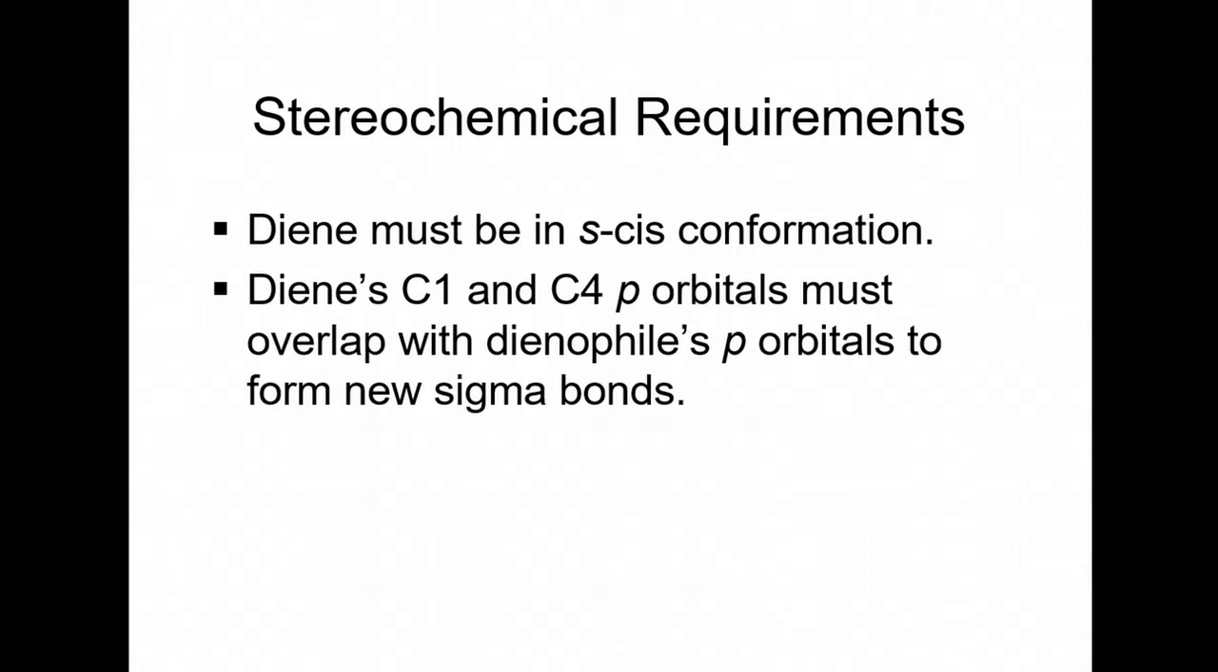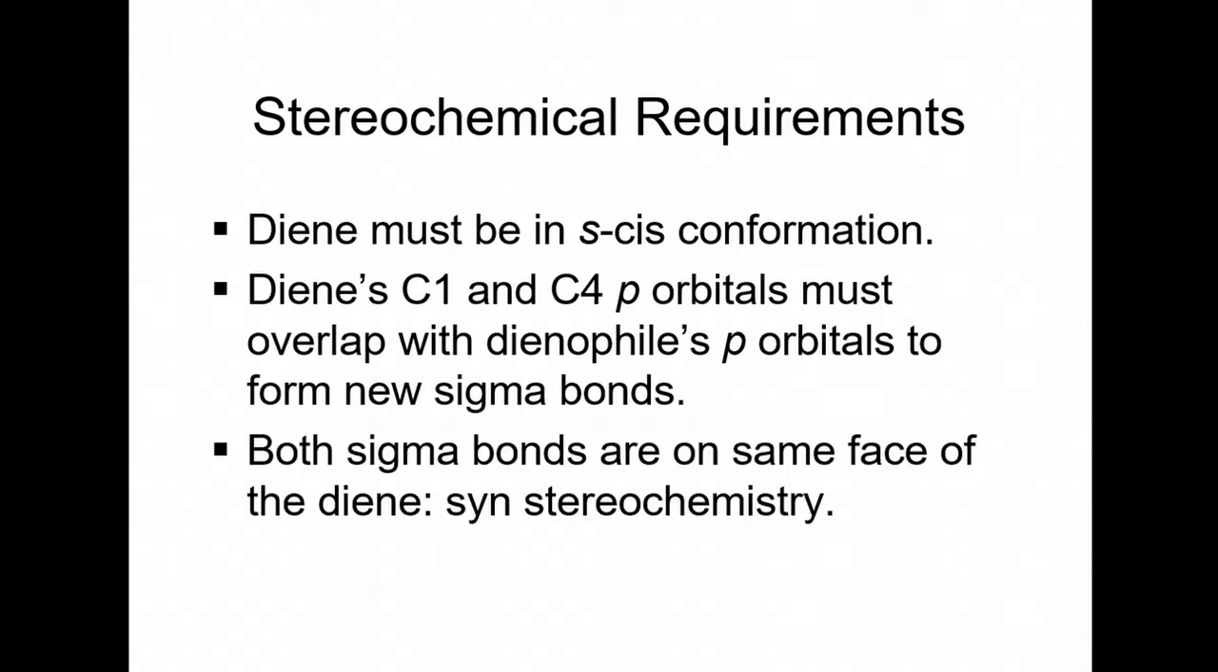All right, let's talk about some stereochemistry. First of all, your diene must be in the S-cis conformation. We talked about this last time. Let me go up here just to remind you. You have S-trans, remember, it was about the sigma bond, and then you have the S-cis. This is the S-trans, this is the S-cis. So this is what your diene has to be in. It's got to be in this conformation.